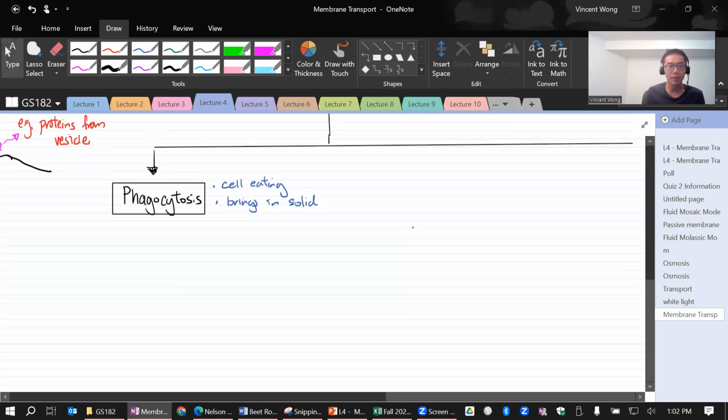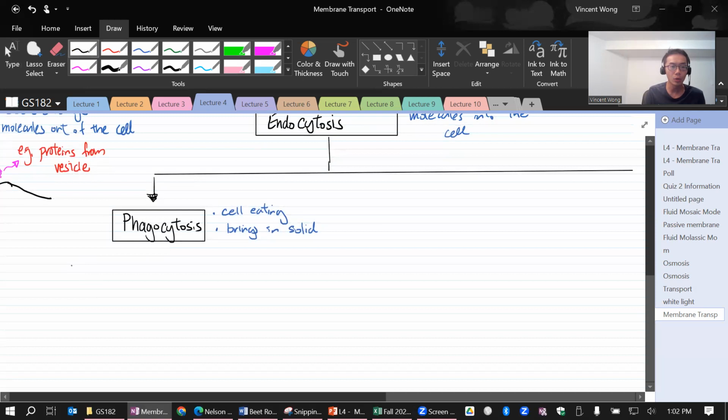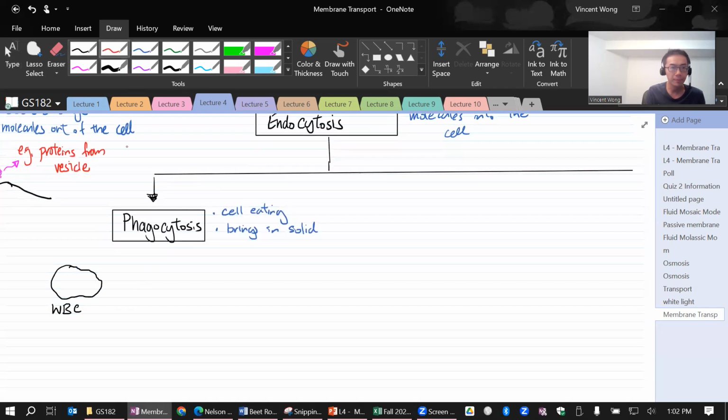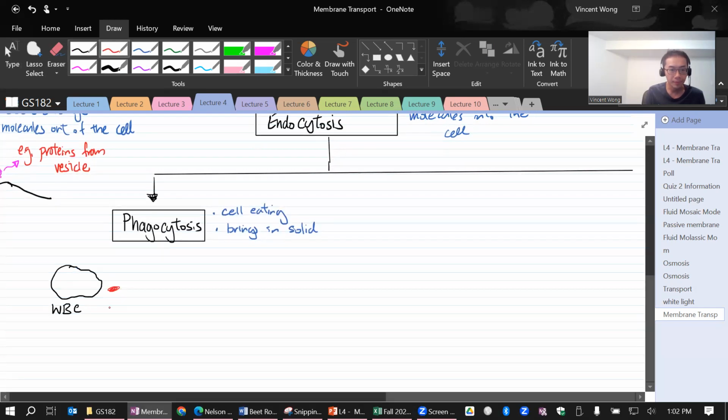An example of that would be your white blood cells. So here is a white blood cell. It's part of your immune system. WBC is white blood cell. It sees a bacterium. And what happens is it will surround it with its membrane.